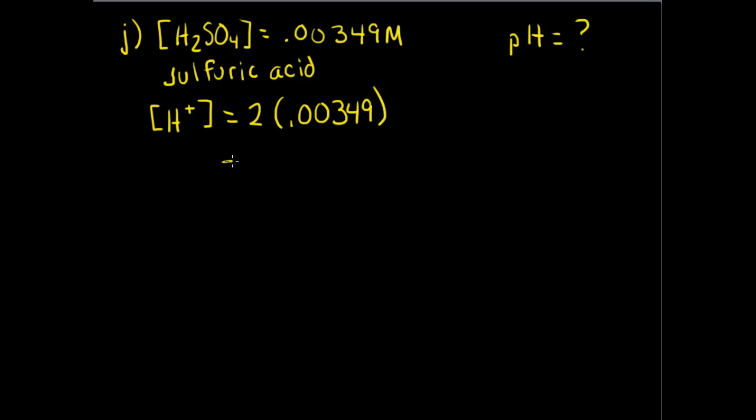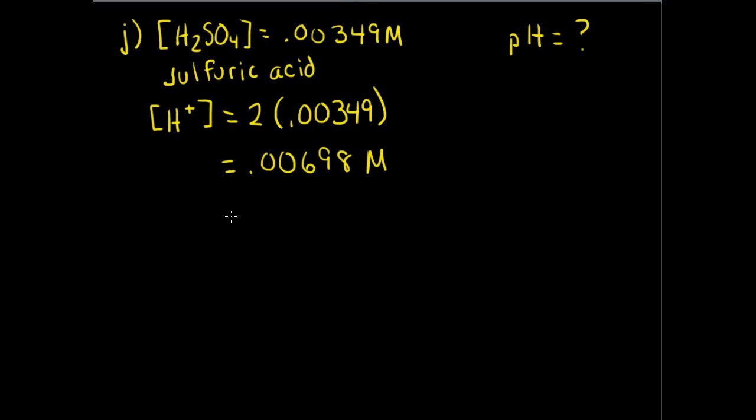To figure that out, let's just calculate that. And when we calculate that, we get 0.00698 molar. Again, because we get 2 hydrogens coming off of every molecule of hydrogen sulfate, we double the amount of hydrogen compared to the concentration of our sulfuric acid.